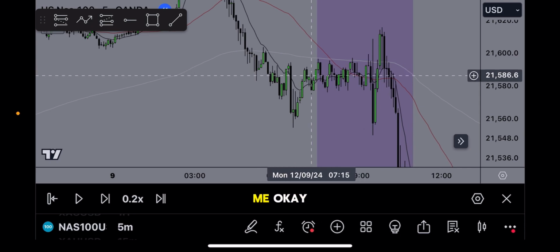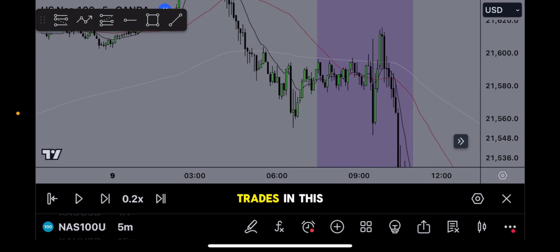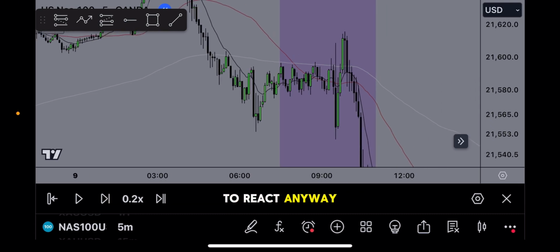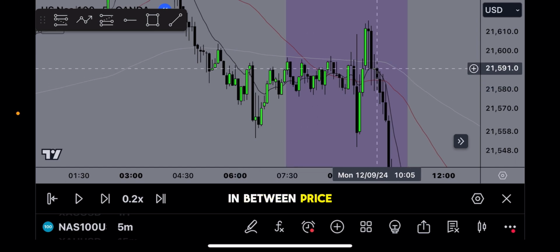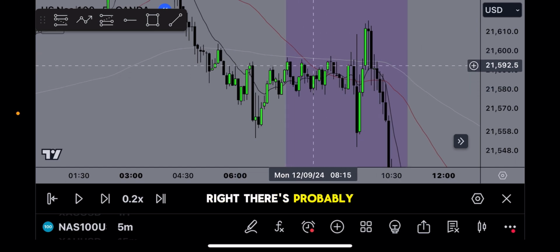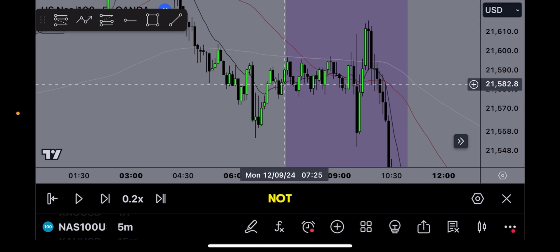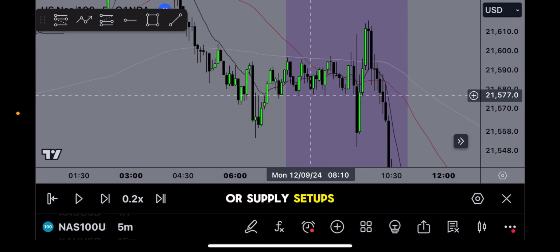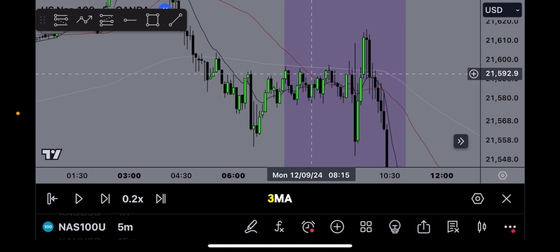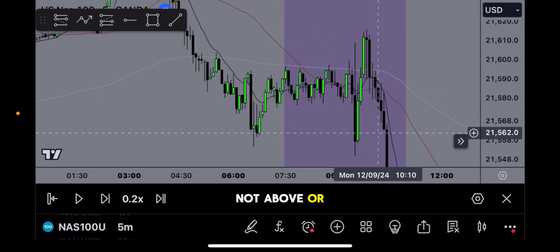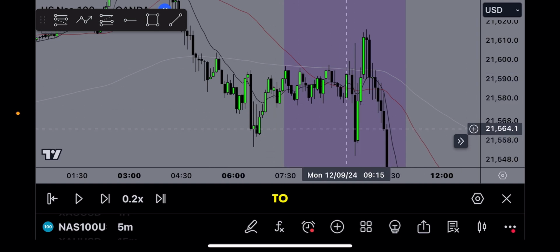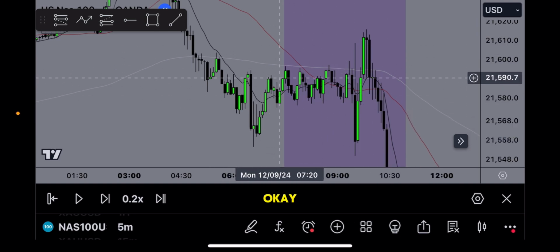That's already telling me, okay, I'm not looking to place any trades in this market condition right now. I'm not looking to react in any way to how the market is moving right now, because price is just moving to the side. 3 MAs are in between price, right? There's probably going to be a lot of fake outs, and there's barely any good demand or supply setups at all. So when I come into the market and I see the 3 MAs are in between price like this, not above or below, lined up how they're supposed to, I already know, okay, that's not going to be a trading day.